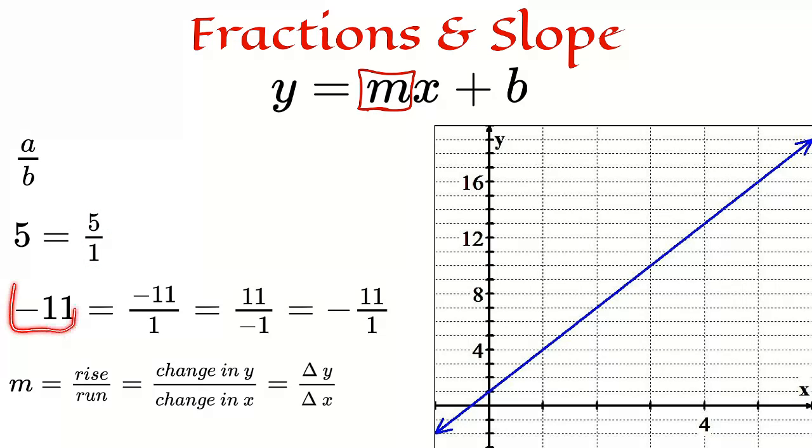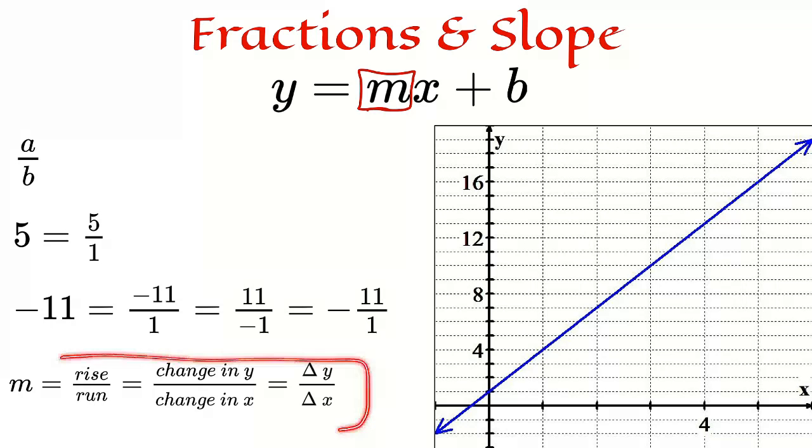Similarly, negative 11 could be negative 11 over 1. So notice that that negative goes into the numerator. Or it could be 11 over negative 1. So that negative went into the denominator. Or the negative could be out front, and it could be negative, and then the fraction 11 over 1. This would not be true, negative 11 over negative 1, because this would be a positive 11. Okay?